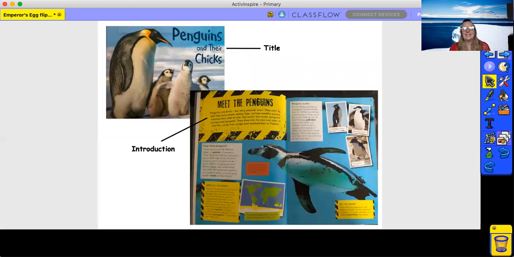Well done if you spotted that Penguins and Their Chick was a title. It's nice and bold, it stands out, and there's a clear picture to show this to the reader. On the Meet the Penguins page, you'll see the introduction. It gives us a general overview about penguins. It doesn't give us any specific detail. It just tells the reader what they might be reading about if they carry on reading this book.